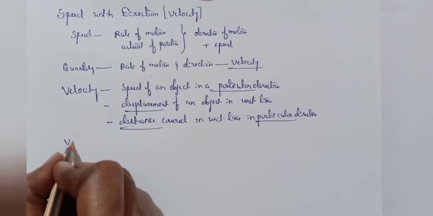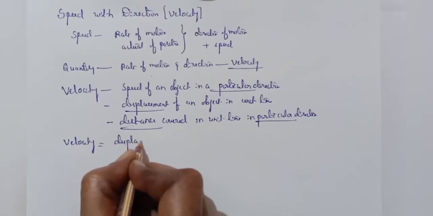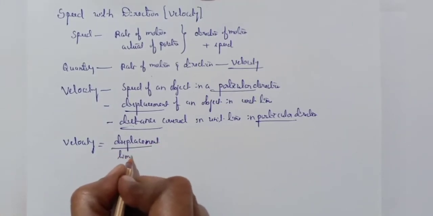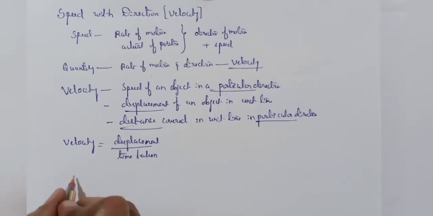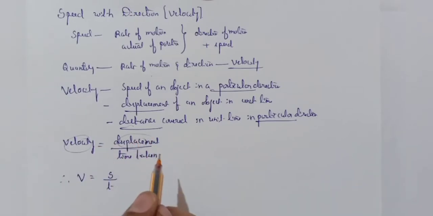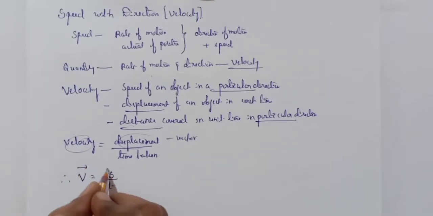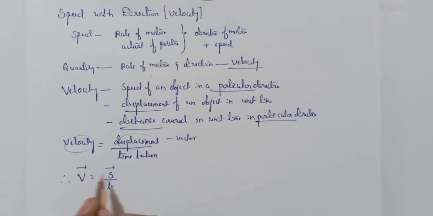So we can express the velocity as velocity is equal to displacement by time taken. We can denote the velocity by the symbol v, the displacement by the symbol s, and the time by the symbol t. So we can express the velocity as v is equal to s by t. Here the velocity and the displacement are vector quantities. To show the direction of motion, we have to specify an arrow mark on v and s. So the arrow mark on v and s shows the direction of motion of the object.